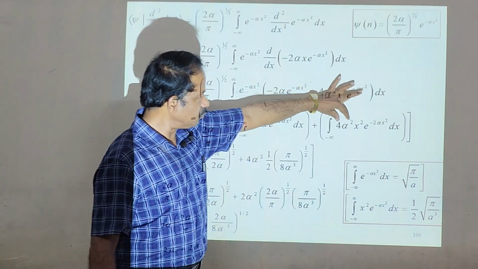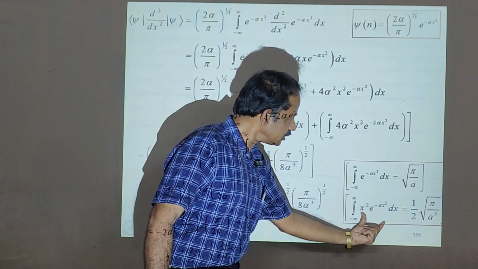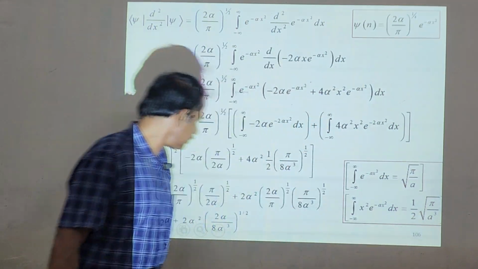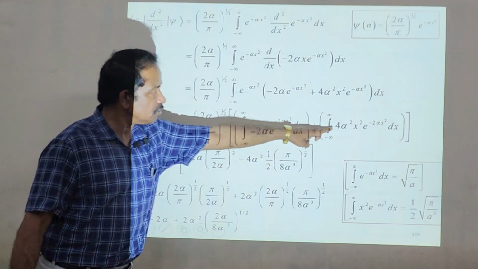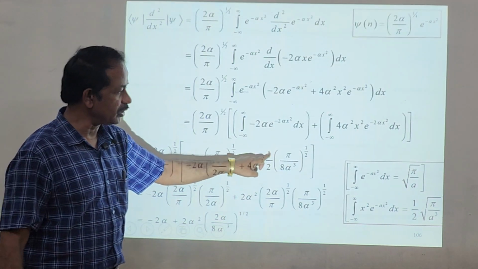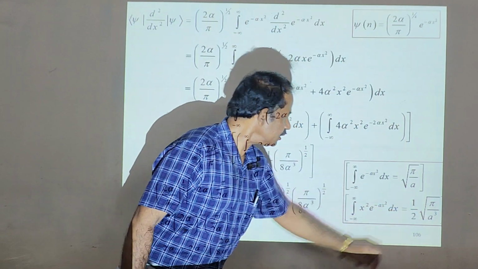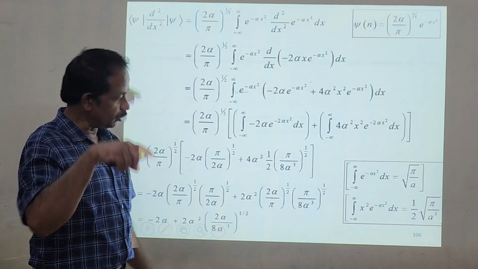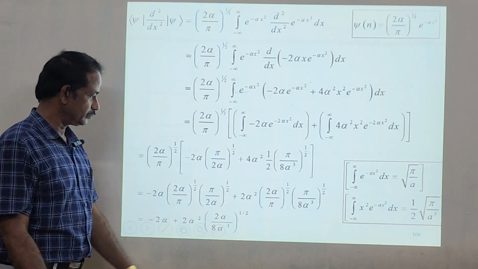Plus similarly, 4 alpha squared you pull it out. x squared e power minus 2 alpha x squared is given by this one. So 1 by 2, you will have 1 by 2. All 4 alpha squared already we have pulled out, multiplied by 1 by 2. So this answer will be pi by 2 alpha whole cube. So you will get 8 alpha cube to the power 1 by 2.